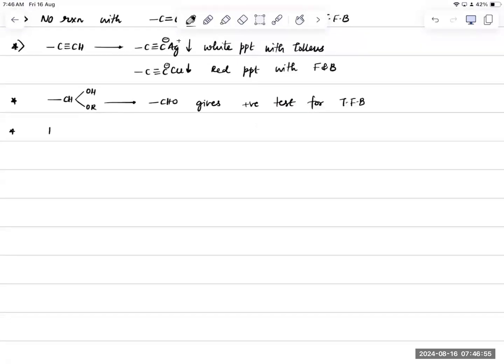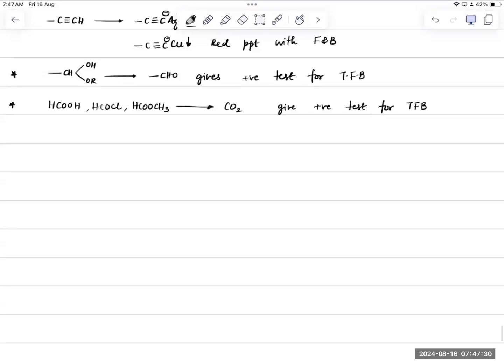Next one, HCOOH, acid, HCOCl, HCOOCH3, esters. All of these three convert into CO2 and give positive test for TFB. So whether it is formic acid, acid chloride or ester, all of these three will give positive test.